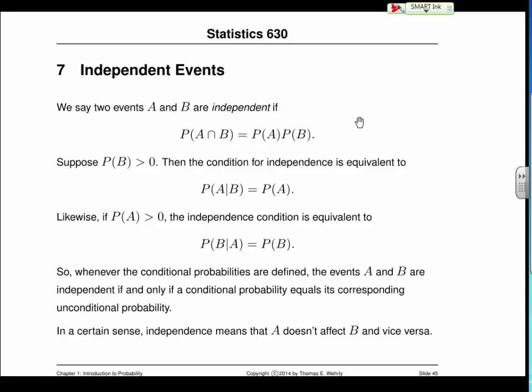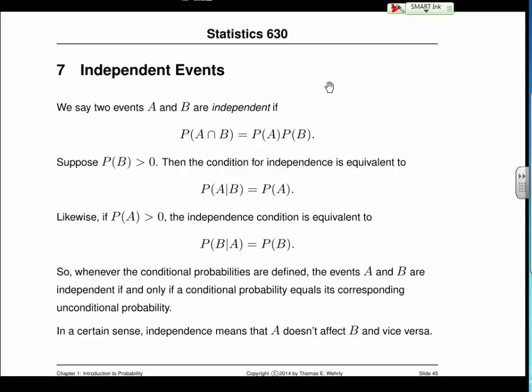Okay, now in that previous example, the probability of testing positive depended on whether or not you had the disease. It changed an awful lot there. Now, sometimes the probability of one event doesn't depend at all on the other event. And that leads us to what we call independent events.